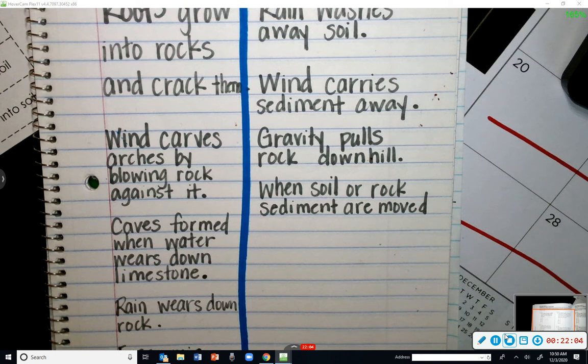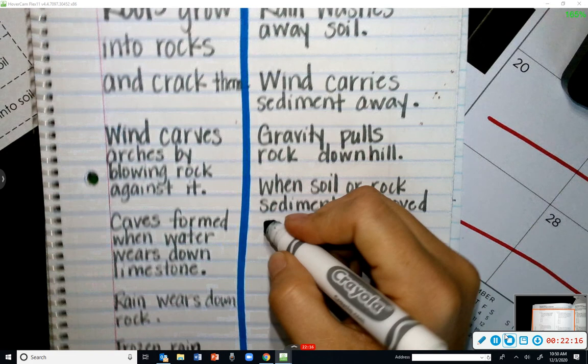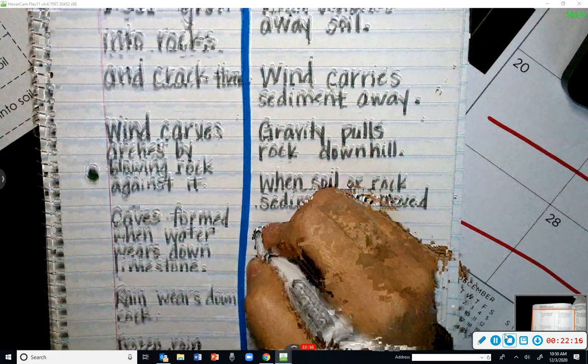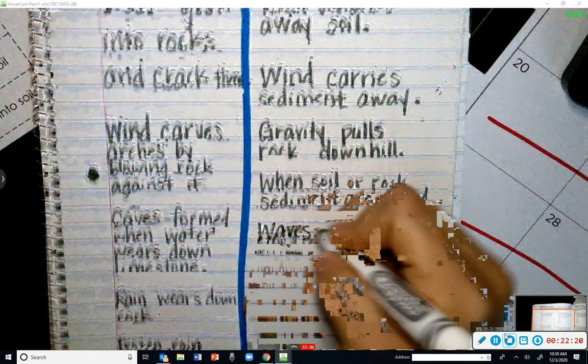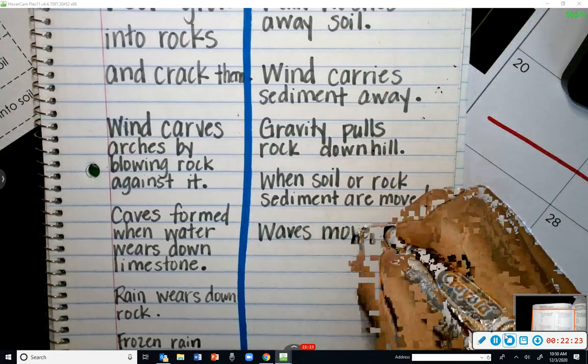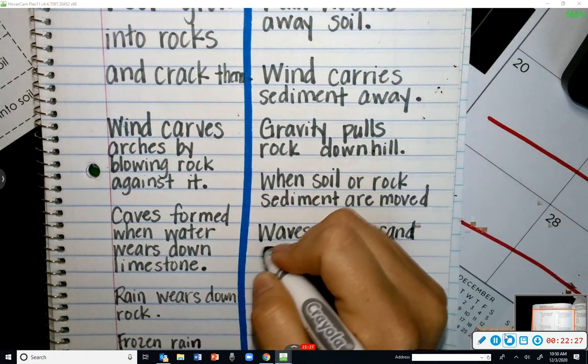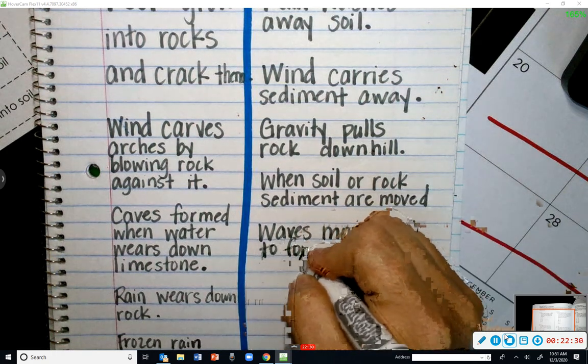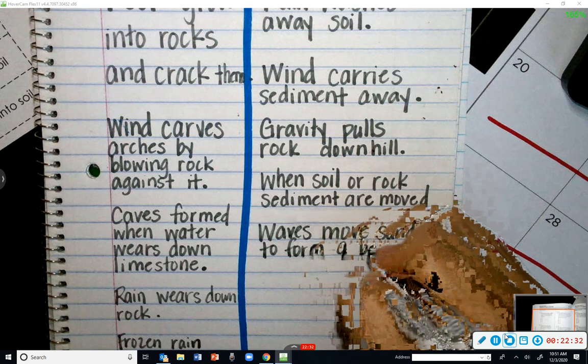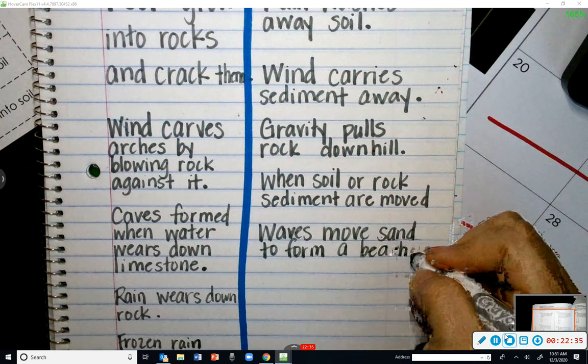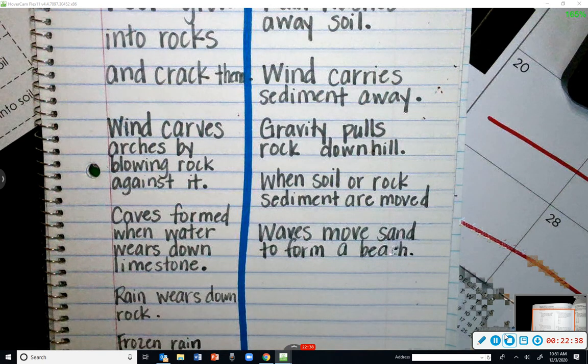Anybody else have something they want to share? No? That's it? Okay. So let's just add the one about the beach. So waves move sand to form a beach. Is that what you had too, Brandon? I got the same one like that one. Okay, good. All right, so that's weathering and erosion.